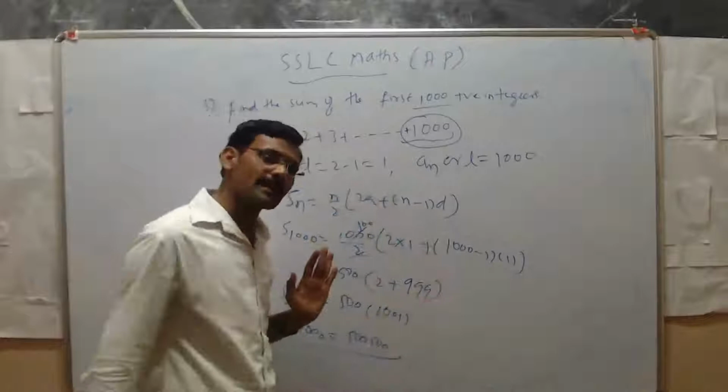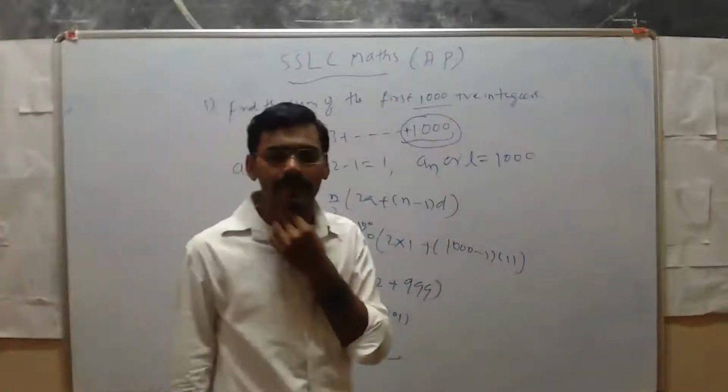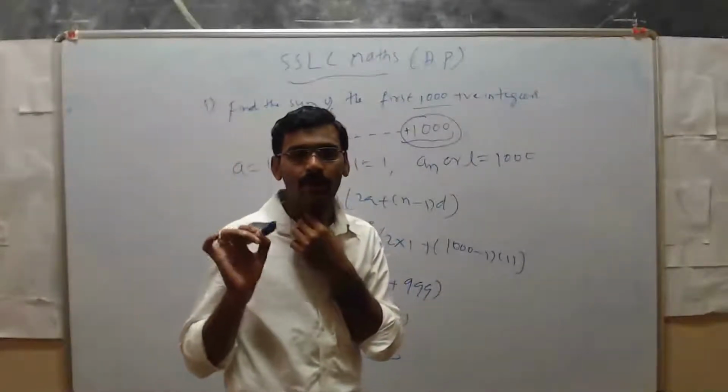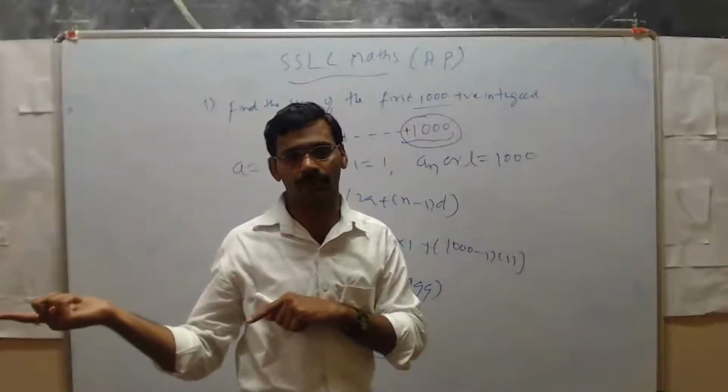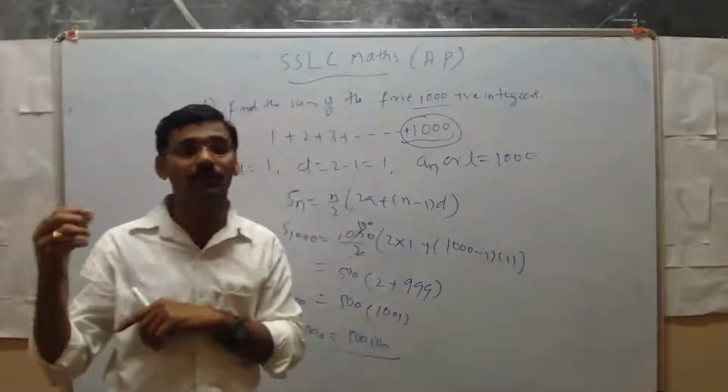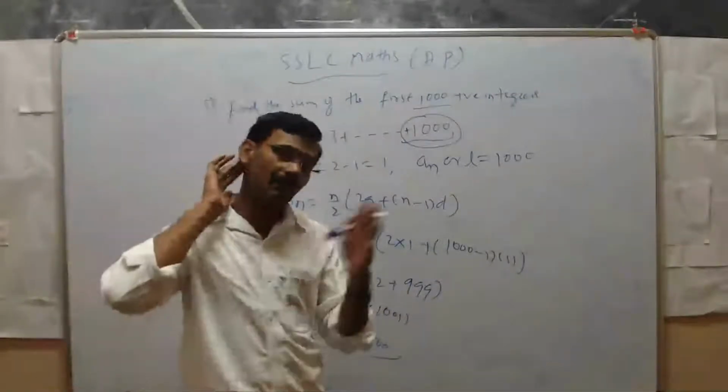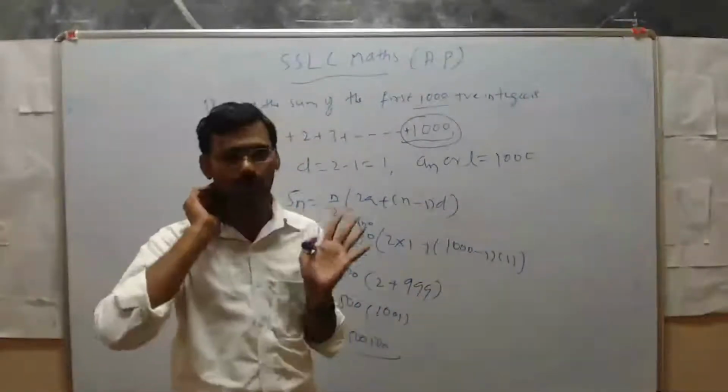We can solve with the help of Sn is equal to n by 2 into (a plus l). But Sn is equal to n by 2 (a plus l) is suitable when we know the first term and last term. With the help of the first term and last term only are we able to solve this, with that formula only.